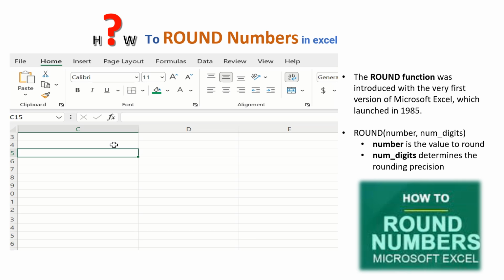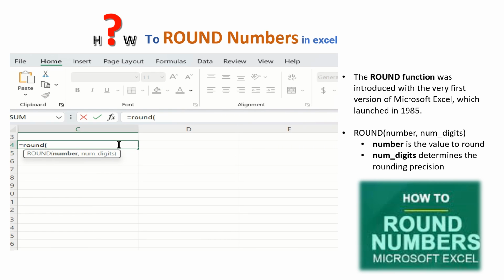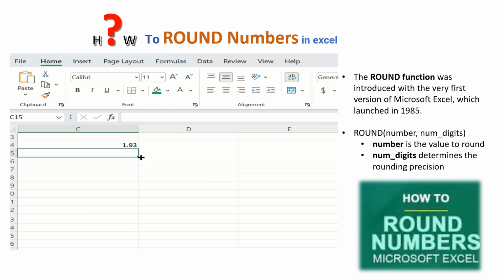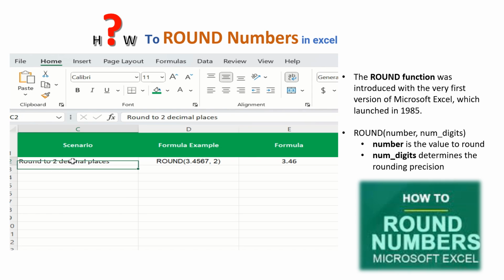इसका syntax बहुत ही simple है. So if you see, it will be round and then you need to give the number. Number is the value which you need to round and then उसके बाद number of digit. Number of digit determine the rounding precision. आपको कितने precision तक आपको उसको round करना है. So now let's see some of the examples.